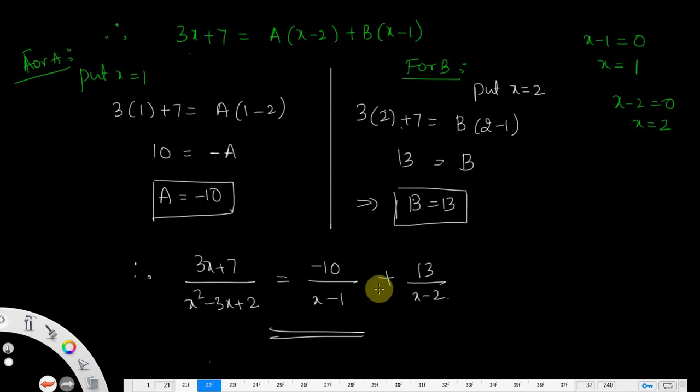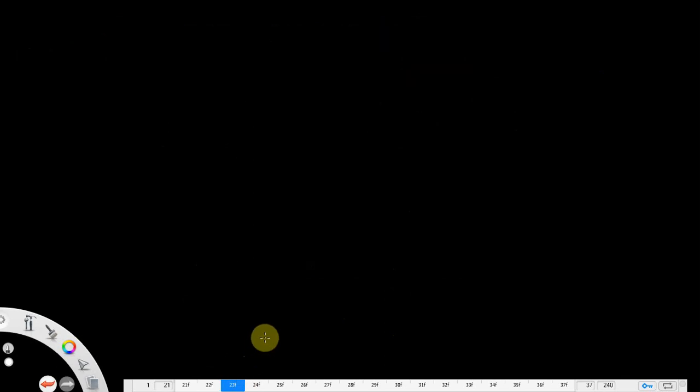So we can check whether it is correct or not by taking the LCM, and you can also get the correct answer. In the same manner, the fourth question is also there. Question number 4, that is x plus 4 divided by x square minus 4 into x plus 1.